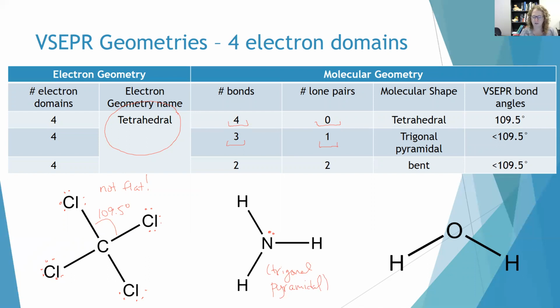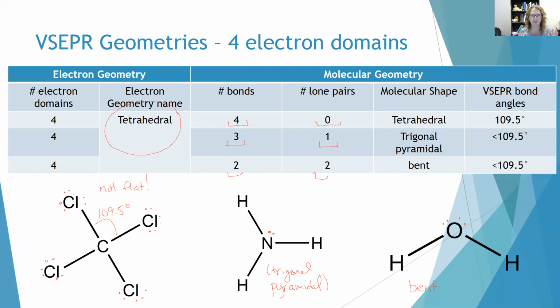Our next option is 2 bonds and 2 lone pairs. So a good example of that is good old water. And this is an example of a bent molecule. Yeah, there's 2 bents, right? There's a bent where I have 1 lone pair and 2 bonds, and then there's a bent where I have 2 lone pairs and 2 bonds.